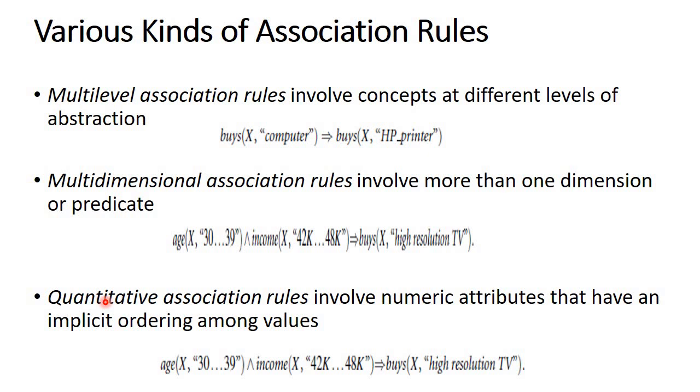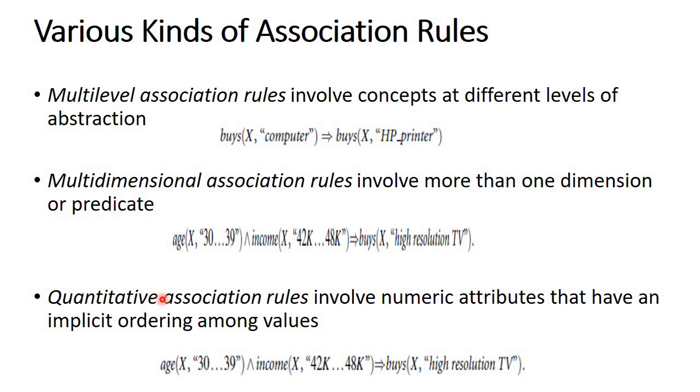Now, what do you mean by quantitative association rule? When an association rule consists of an attribute which is quantitative in nature, which is numeric in nature, then it is said to be a quantitative association rule. Here, age and income are quantitative in nature, and that is why it is said to be a quantitative association rule.